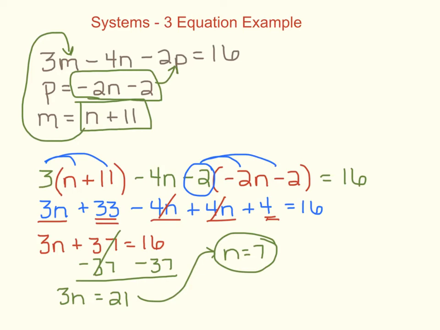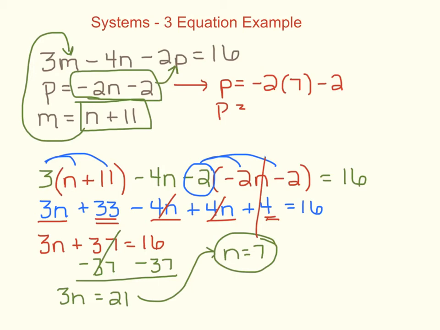Now I still do need to go back and find p and m, but what's nice is I've been given these equations that are already solved for p and m. So in the p equation, I can say p equals negative 2 times 7, because I have my n value as 7, minus 2. So that's going to be negative 14 minus 2.